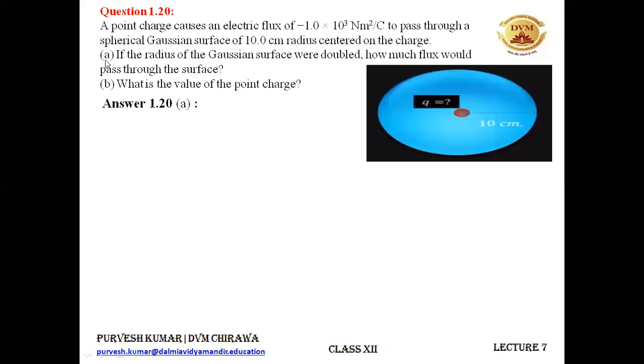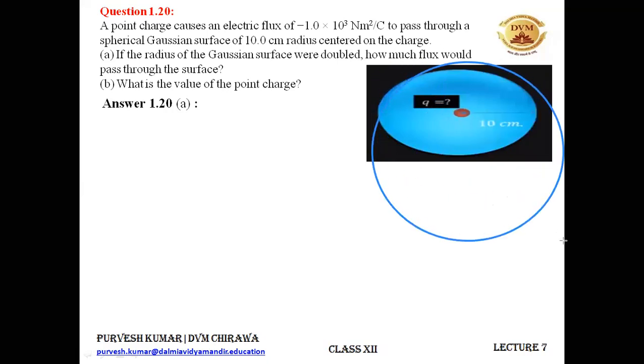Okay. They say if the radius of the Gaussian surface were doubled, how much flux would pass through the surface? What they are saying is this. Now they are doubling it up like this. Let me draw for you. So earlier the case was this. The Gaussian surface is given to you. But now what they are doing is they are doubling it up. So now the Gaussian surface is like this. Big larger circle.